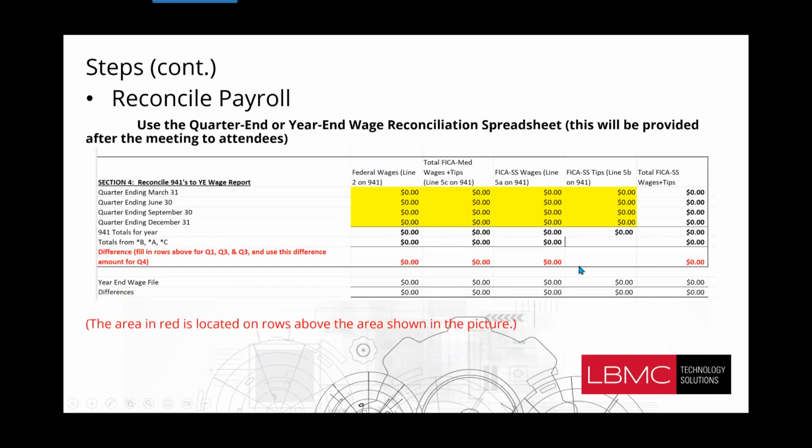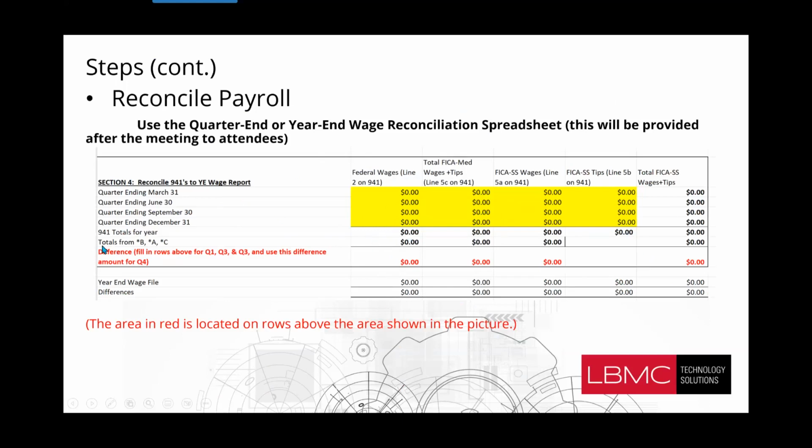All right, so this is a screenshot of a reconciliation that I normally use. This is my section 4. It has 3 other sections above it. It's a file that I can use to reconcile each type of the wages. Down here it's set up where I can put in my quarters and get my totals from my 941s. And then I'm going to put in my year-end wage information. I want to see what my differences are between the two.